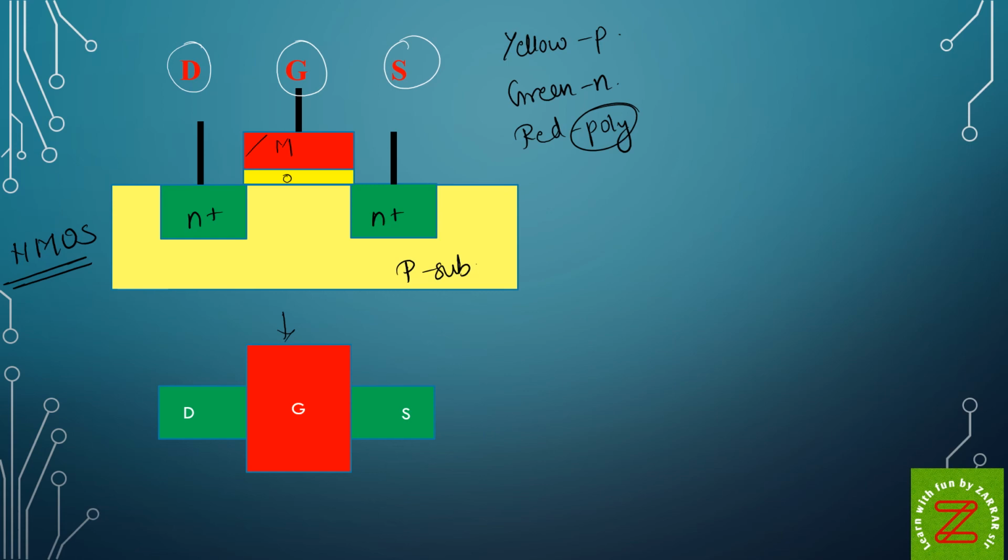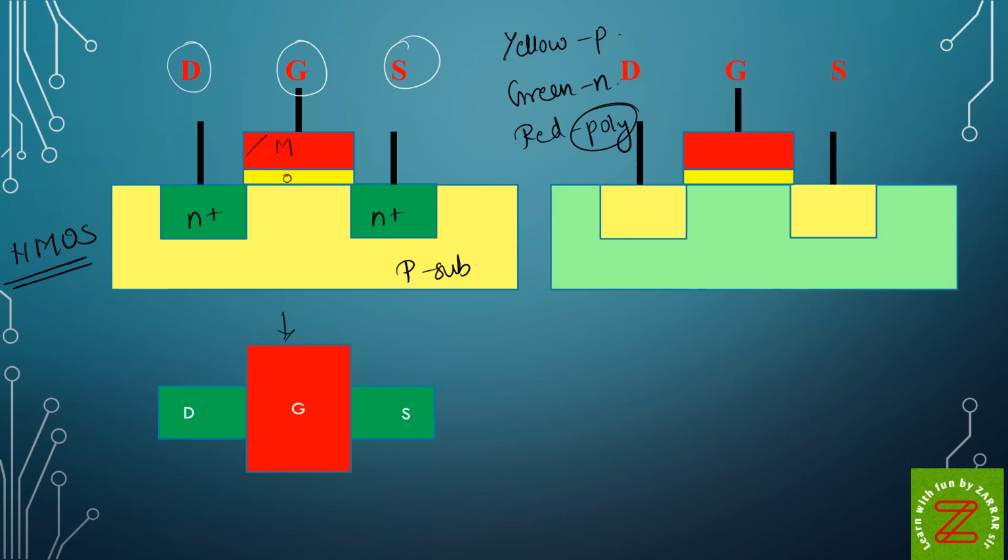Similarly, for PMOS, what will be the changes? The changes will just be in the color, which means in the doping or diffusion concentration. So see, this is the diagram for PMOS. The yellow color in NMOS becomes green color, so this becomes my N substrate. This is my P plus diffusion, and this is my P plus diffusion. This is my gate terminal, source and drain, exactly the same as my NMOS.